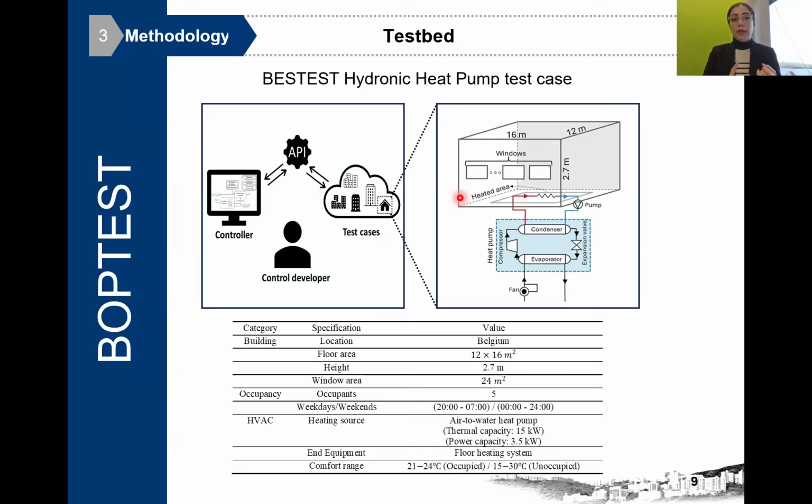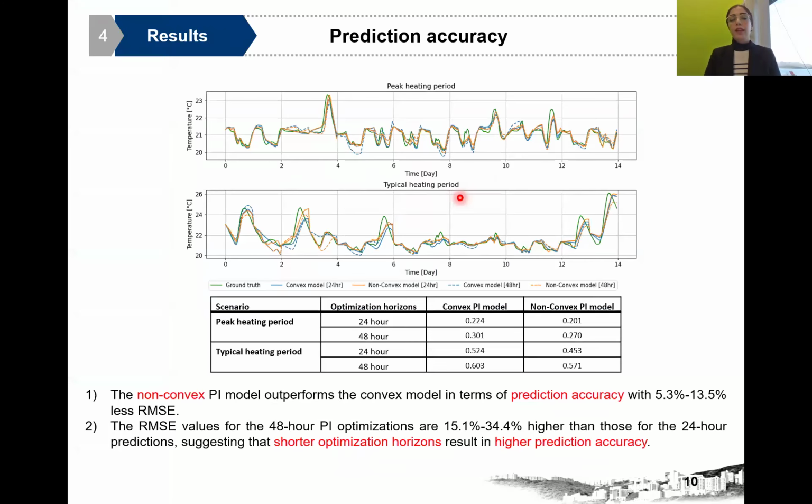In the BOPTEST, we use the BOPTEST hydronic heat pump test case, which is a single zone residential building in Belgium. This residential building works with a heat pump and the features that you can see in this slide. And this building is occupied by 5 occupants, and it has special features, HVAC system, and these data are here.